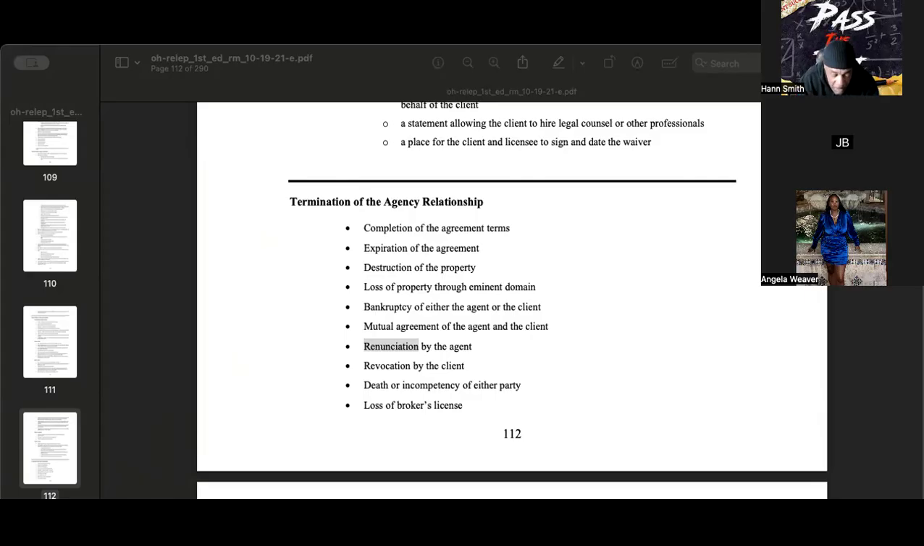Hey Siri, what is renunciation in real estate? She didn't answer. She didn't answer that question.